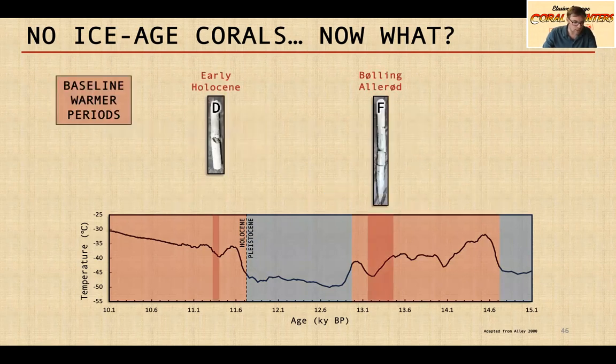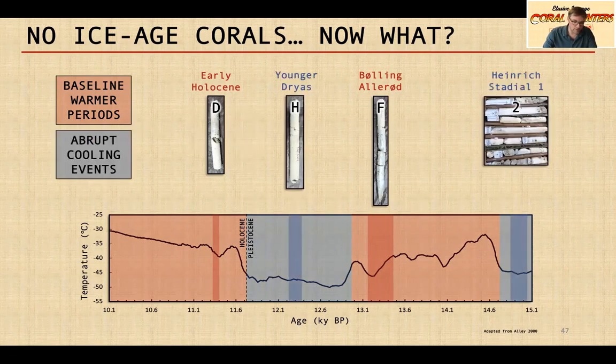Warmer baseline climate records from the Bolling-Allerod and early Holocene, and records of abrupt cooling from Heinrich Stadial 1 and the Younger Dryas. At first, I thought getting a 230-year-long Heinrich Stadial coral was the silver lining to this fieldwork, but we have all these other cores too, and it's more like the golden fleece. So it's all very exciting.